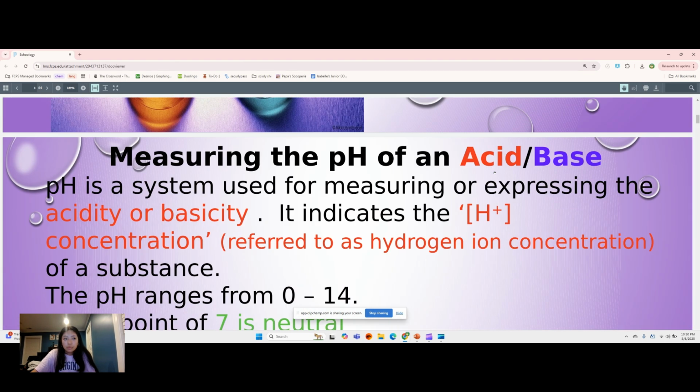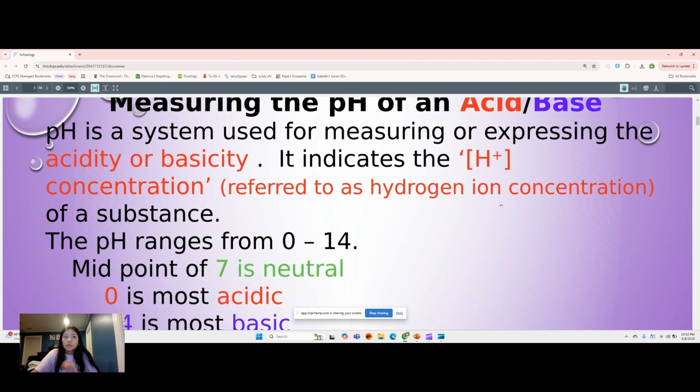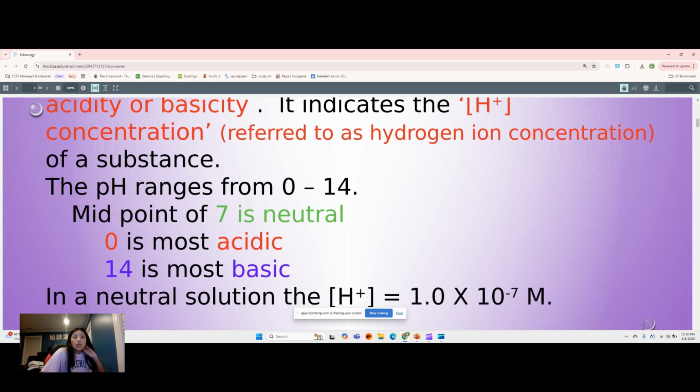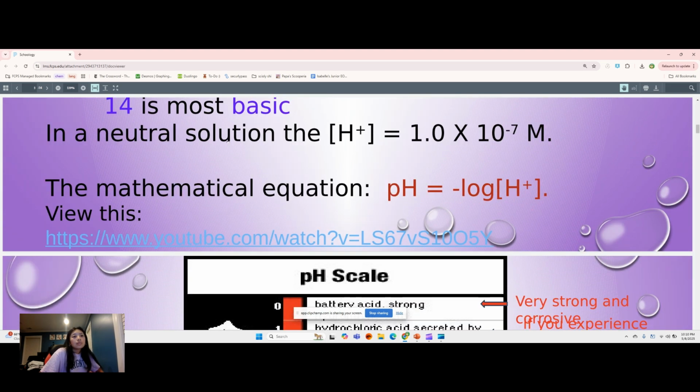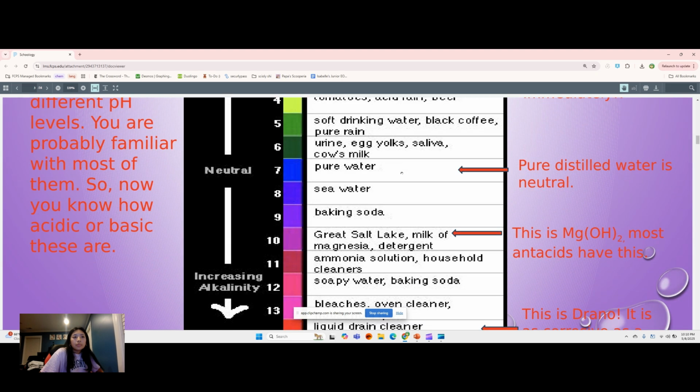Okay, let's see. So measuring the pH, yeah, so the pH is indicated by concentration of hydroxide or hydrogen. So the midpoint is 7, that's neutral, 0 is the most acidic, 14 is the most basic. Okay, calculating your pH is the negative log of your concentration of your hydrogen.